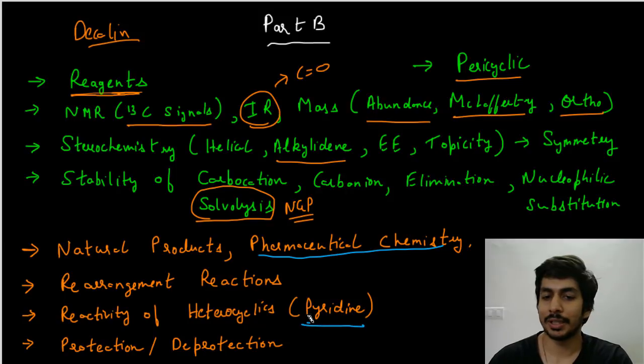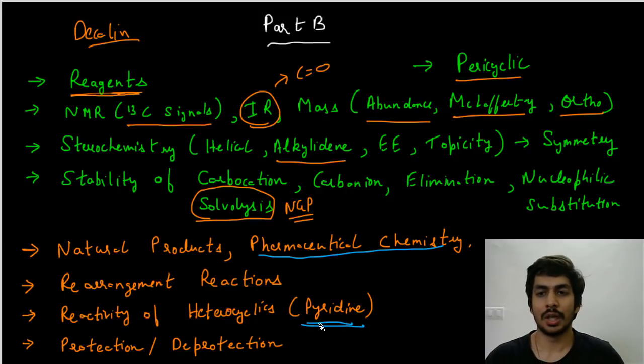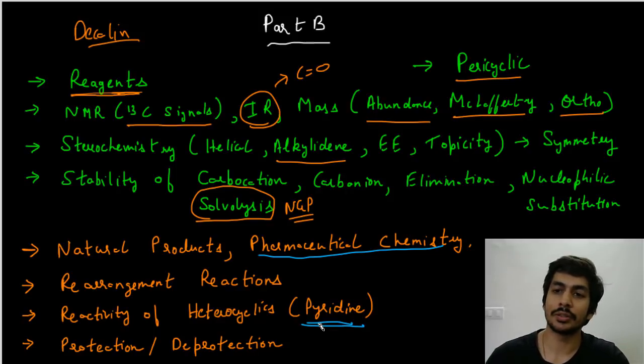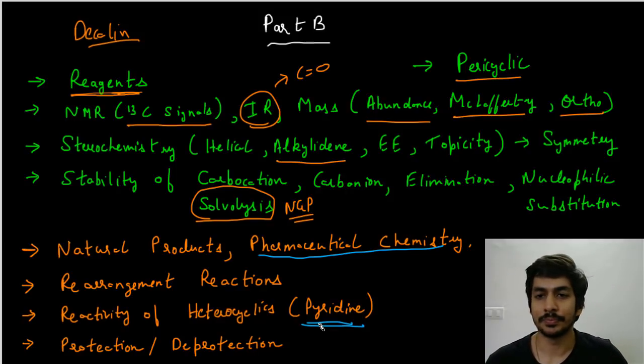and mostly I have seen that the question is based on pyridine. A lot of questions. In fact, in December 2019 there was no question on the reactivity of pyridine, but they asked the question on the 13C NMR of pyridine. So pyridine is a heterocyclic molecule which is most widely asked in the CSIR examination.